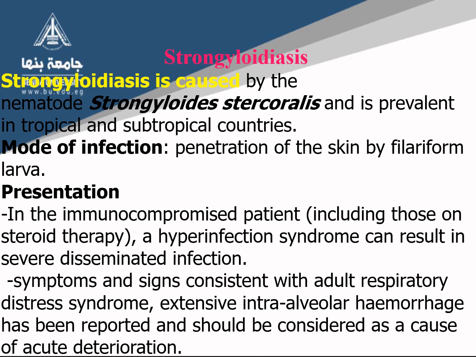Strongyloidiasis. Strongyloidiasis is caused by the nematode Strongyloides stercoralis and is prevalent in tropical and subtropical countries. Mode of infection: penetration of the skin by filariform larvae. Presentation: in the immunocompromised patient, including those on steroid therapy, a hyperinfection syndrome can result in severe disseminated infection. Symptoms and signs are consistent with adult respiratory distress syndrome. Extensive intra-alveolar hemorrhage has been reported and should be considered as a cause of acute deterioration.